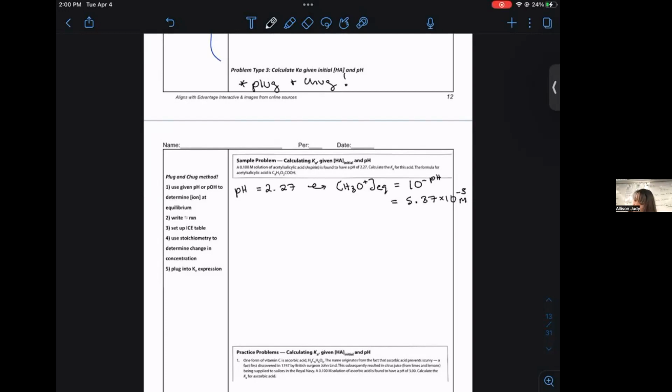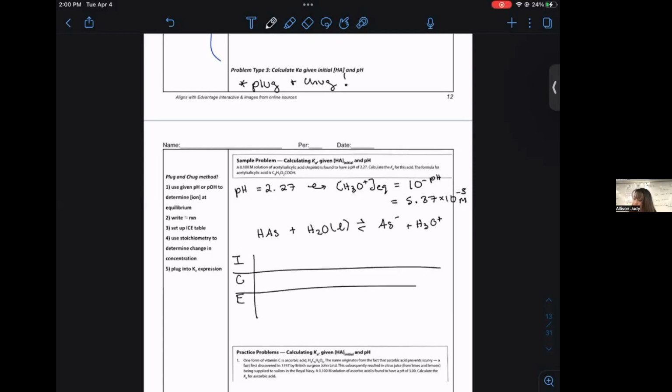Okay. And then I'm going to set up my ICE table. So I'm going to have HAs, acetylsalicylic acid. Sorry, I see how I shortened that. That was unfortunate. So HAs, acetylsalicylic acid, reacts with H2O, hydrolysis, right? We're just isolating the acidic behavior. It forms the conjugate As minus and H3O plus.